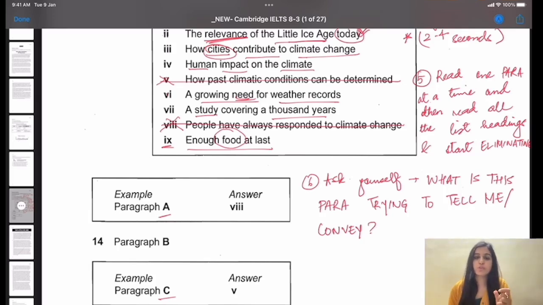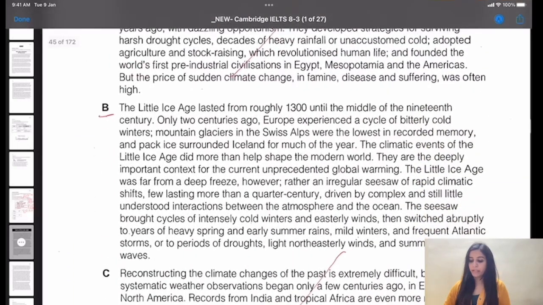And once you get the gist of the paragraph, it will be very easy for you to eliminate and come to the right answer. And here I always emphasize on one thing. When you're attempting MCQ questions or you are attempting match the heading questions, do not look for the right answer. Start eliminating the wrong ones and you will automatically reach the correct answer. So let's begin with the first one, which is paragraph B.